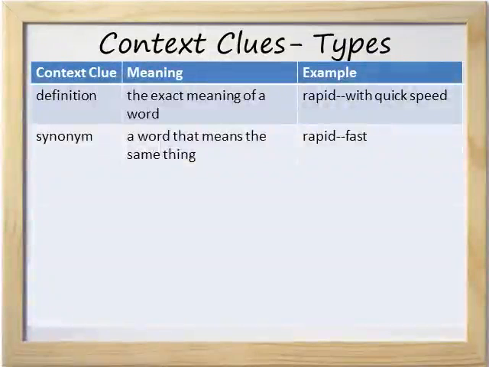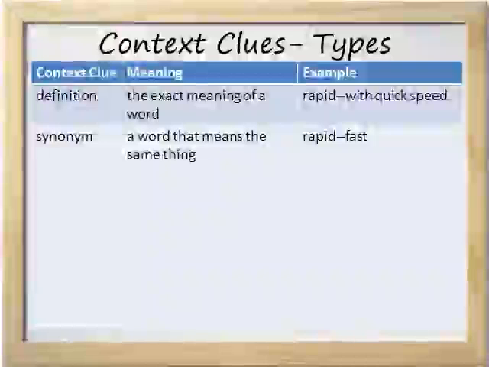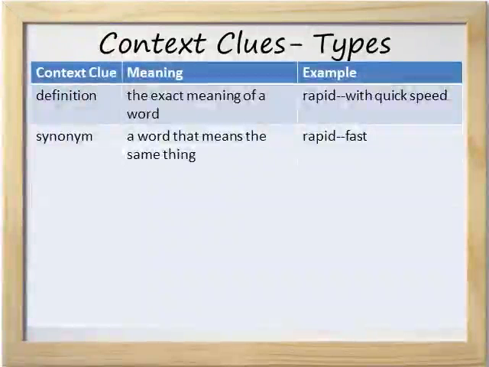The next type of context clue we'll learn about is synonym. A synonym is a word that means the same thing. For example, a synonym of rapid is fast. Fast and rapid mean the same thing.